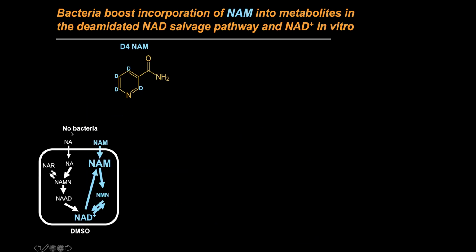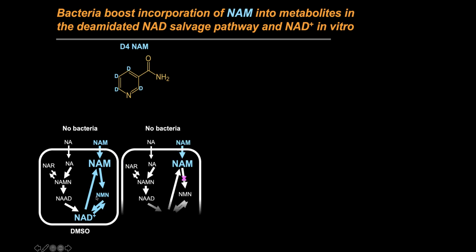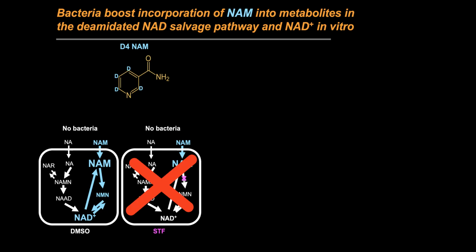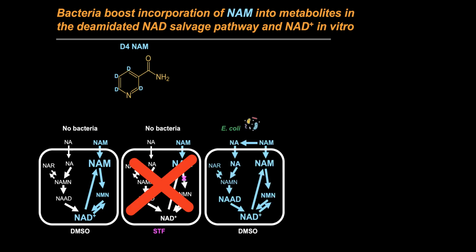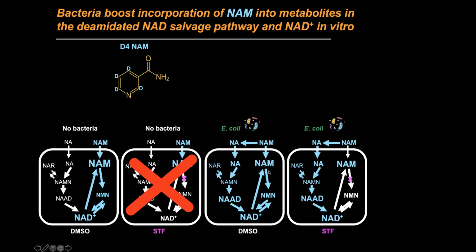Indeed, in this stable isotope tracing experiment using deuterium-labeled NAM, that's nicotinamide, Igor showed that when cultures are clean with no bacterial contamination, all the NAM is converted to NAD through NMN. So if you treat the cells with STF, then cellular NAD biosynthesis is completely blocked and the cells die. However, if cells are contaminated with mycoplasma or E. coli, in this case here, we can see that NAM is converted to NAD through both pathways. Then treatment with STF is not able to deplete the cellular NAD level and the cells survive.